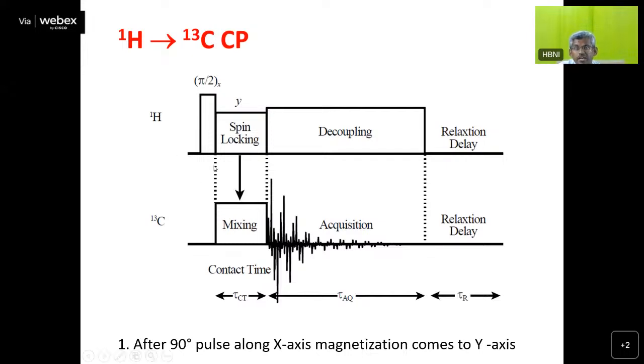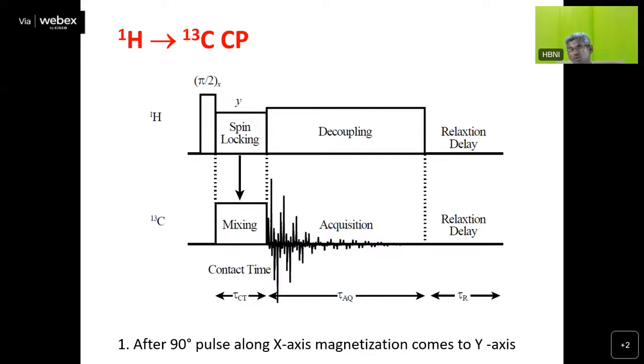So first you see here I am applying a 90-degree pulse. Correct? I am applying a 90-degree pulse. If you apply a 90-degree pulse around the x-axis, you know the magnetization will come to the y-axis. It is mutually perpendicular. We can express it as a cross product. So if you apply a pulse along the x-axis, 90 degrees, you get the magnetization on the y-axis. Which magnetization on the y-axis? The magnetization of the proton is on the y-axis.